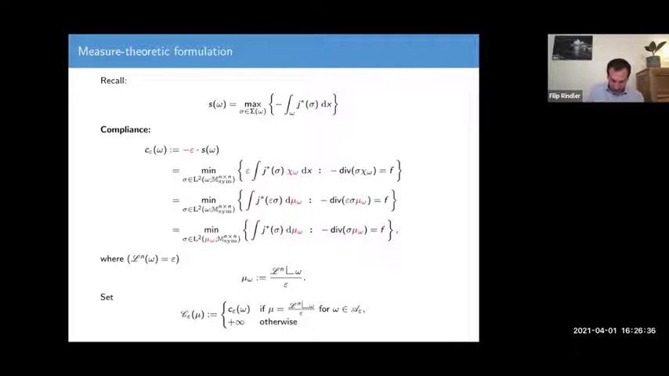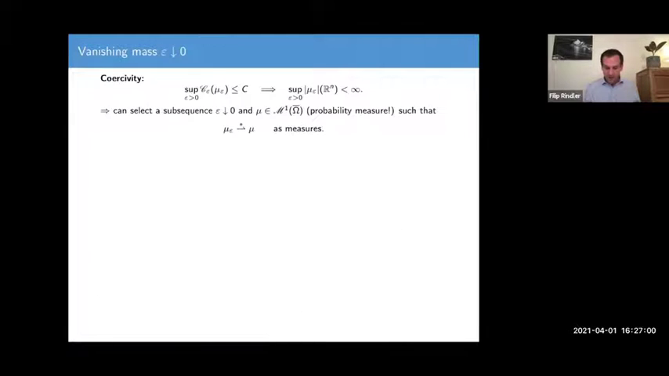So I can write the curly C epsilon of mu, of any measure, but it's C epsilon of omega if mu has this particular form, and it's plus infinity otherwise. Okay, so now I have a compliance functional, or generalized compliance functional, defined for all probability measures. And now I can ask what happens in the limit as epsilon goes to 0, because now I can actually make sense of probability measures on a compact domain; passing to the limit, they are still probability measures. So it kind of makes more sense what the limit object should be.